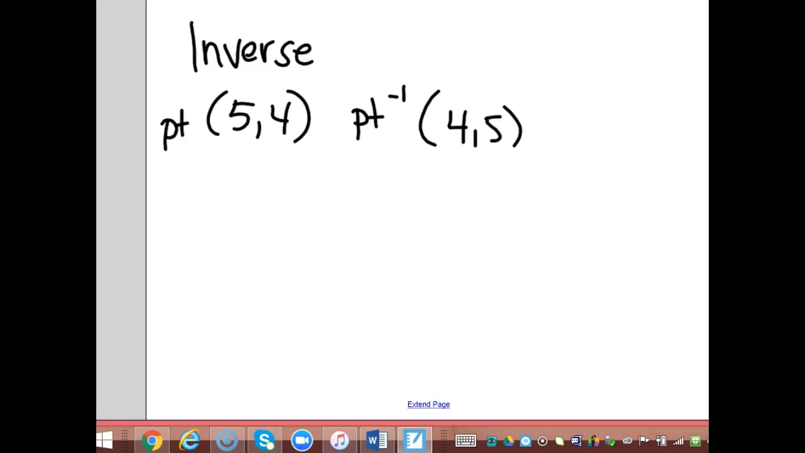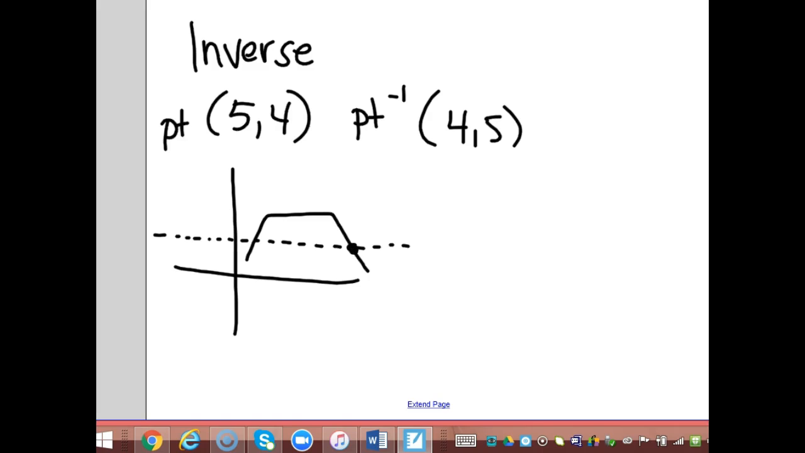One thing that we talked about was the horizontal line test. It says if it is possible for a horizontal line to intersect the graph of a relation more than once, then the inverse of the relation is not a function. So if I had a picture like this and I drew a horizontal line and I touched in 2 spots, then the inverse is not a function.